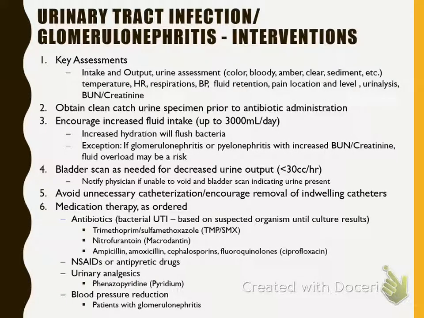And then all the other interventions are making sure you get a clean catch urine before you give antibiotics, bladder scanning if there's a worsening condition, pain medication, and avoiding unnecessary catheterizations. So you see how we're sorting these things out. Just because they're in 1 through 6 order doesn't prioritize them in order of importance, because it really depends on what's going on with your patient. But what will treat the problem is fluids and antibiotics. The rest of it is all nice to know, good to know, and you should do them, but they're not going to fix the problem.